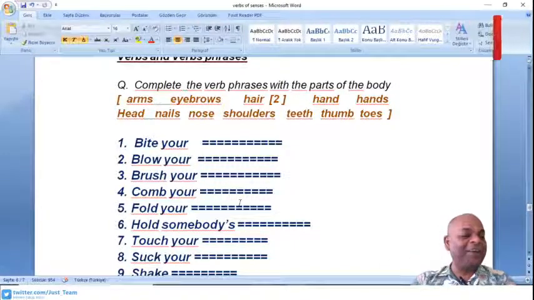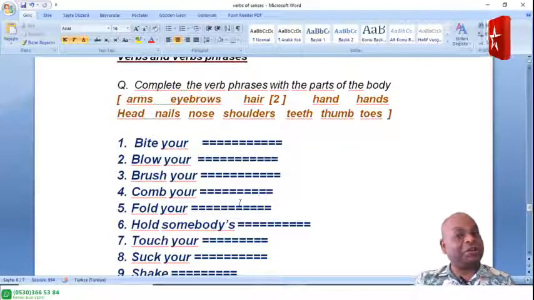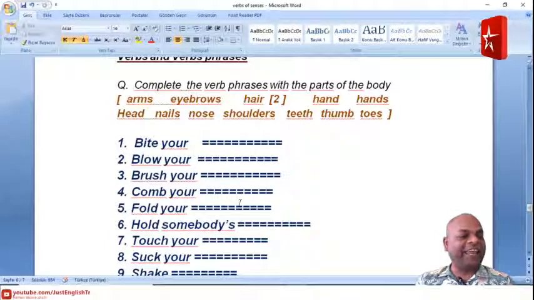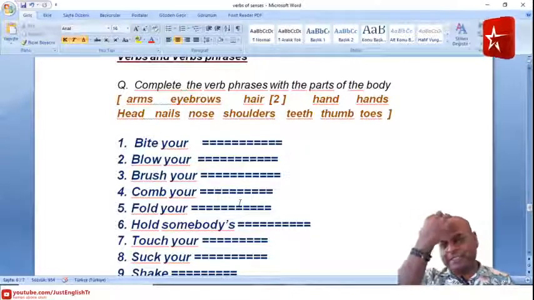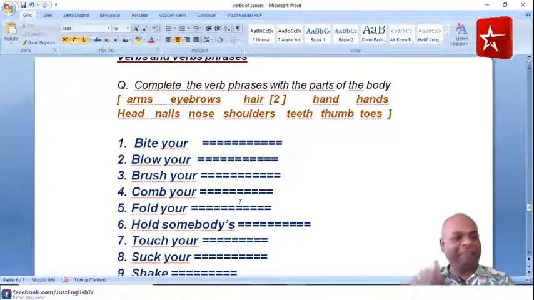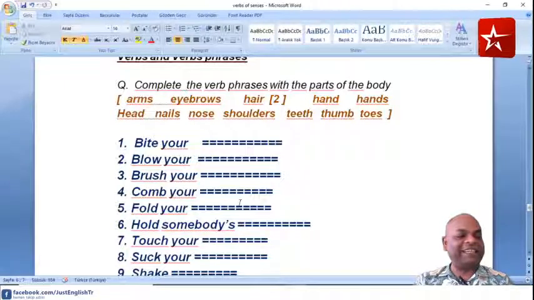Teeth. There we go. Okay, Begu, Oksana, and Zainab say, brush your teeth. Well done. And Pilin says hair. No hair, Pilin.